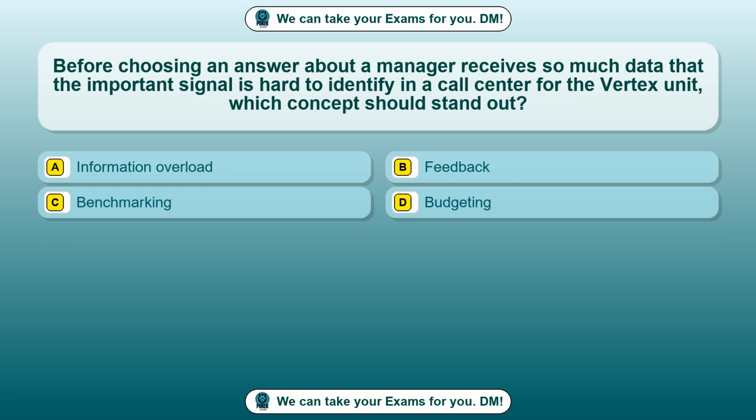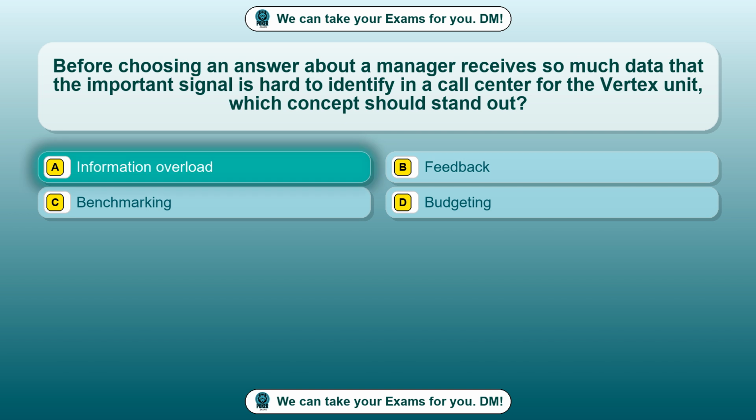Before choosing an answer about a manager who receives so much data that the important signal is hard to identify in a call center for the Vertex unit, which concept should stand out? Option A, information overload. Option B, feedback. Option C, benchmarking. Option D, budgeting. The correct answer is option A, information overload.